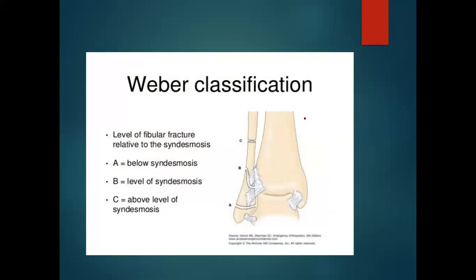Here's the Weber classification. So the Weber classification really just looks at the syndesmosis and where the fracture is in relationship to that syndesmosis. So if you have a distal fibular fracture, you want to look at this Weber classification and just classify accordingly. And it just basically goes by A is below, B is at, and C is above.